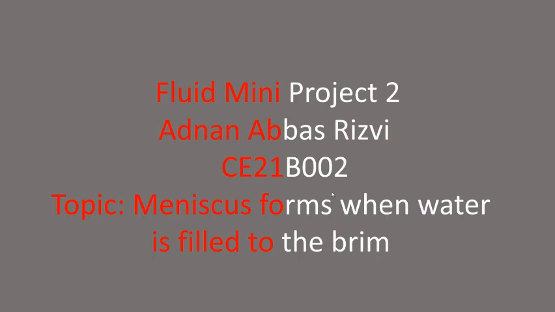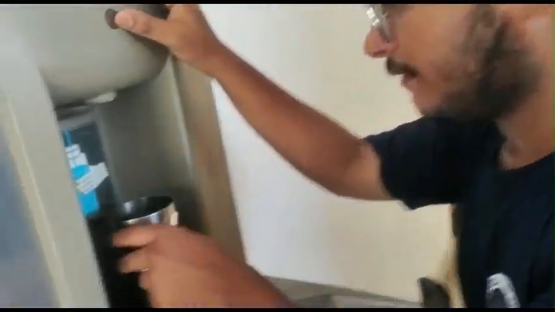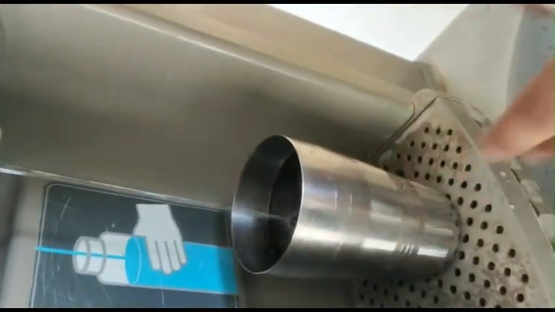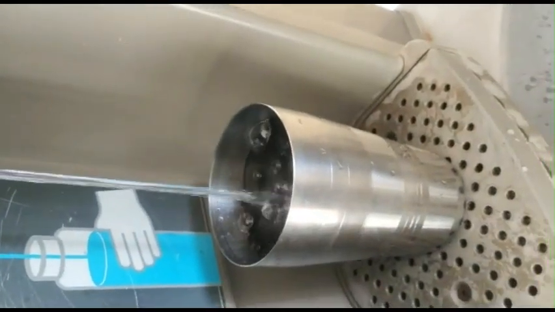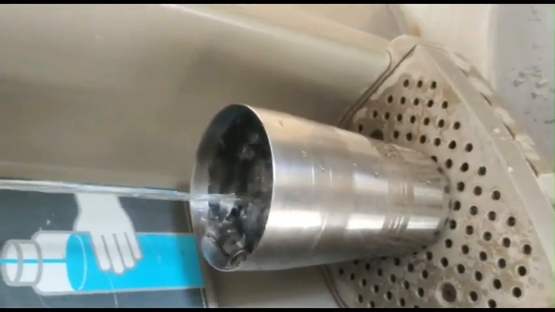In this, I am going to demonstrate and explain the meniscus formed when we fill water in a glass up to its brim. In this experiment, we need a glass and access to water. We will fill water up to its brim and now observe the meniscus form.